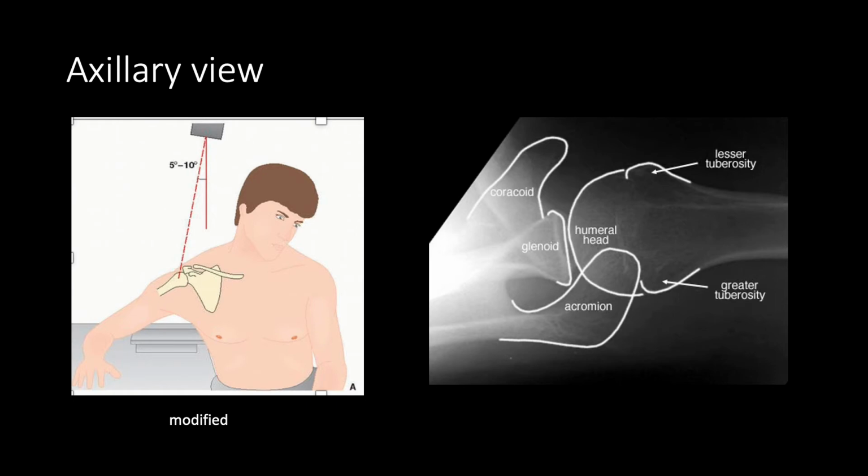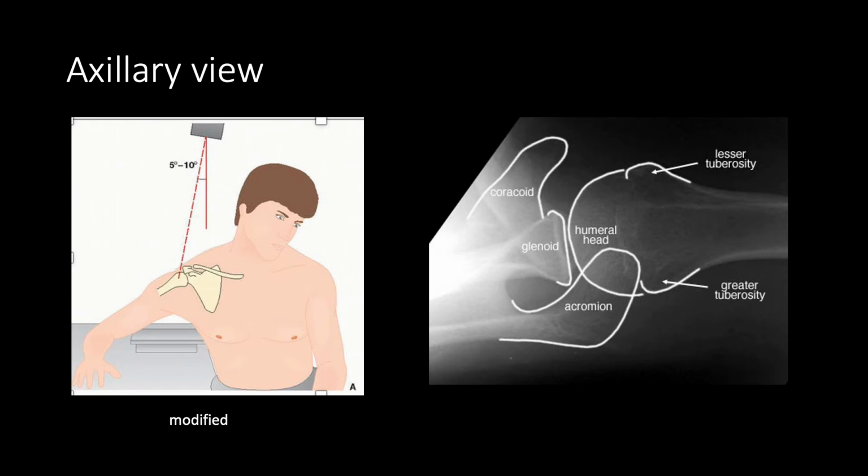So you can see the view here. Sometimes, in some cases, they'll put the film down at the bottom and shoot it through this angle here, at about a 5 to 10 degree angle, to get the same type of view here. But you can really see the relationship of the humeral head to the glenoid.